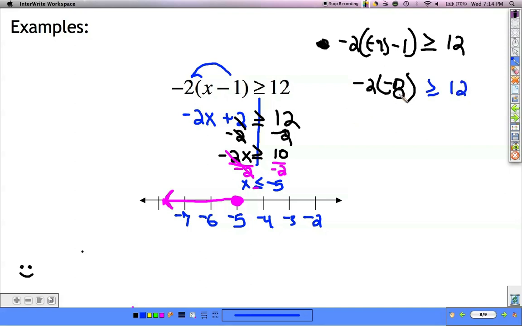Negative 2 times negative 8 is going to give me positive 16, which is greater than 12 for sure. So our happy little alligator still wants to eat his nummy nummies. And we're ready to move on to hopefully something a little bit more challenging.